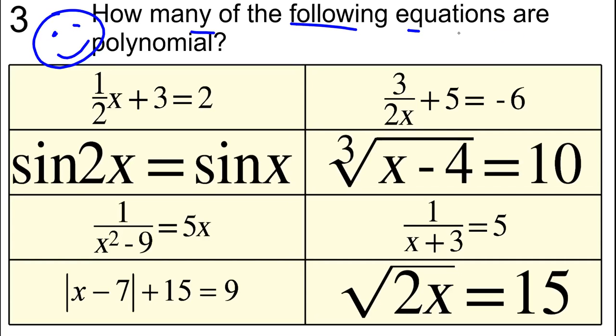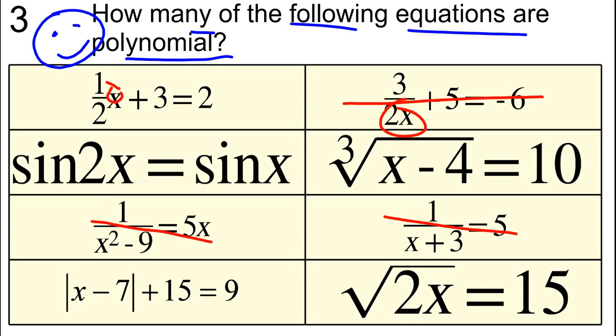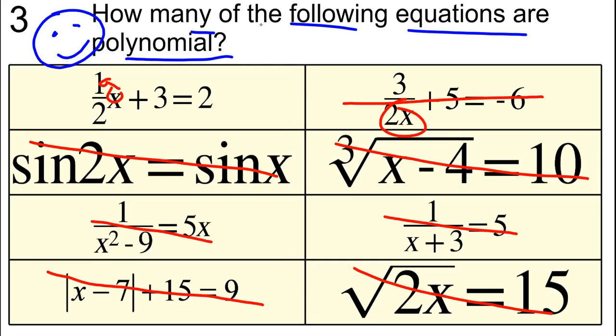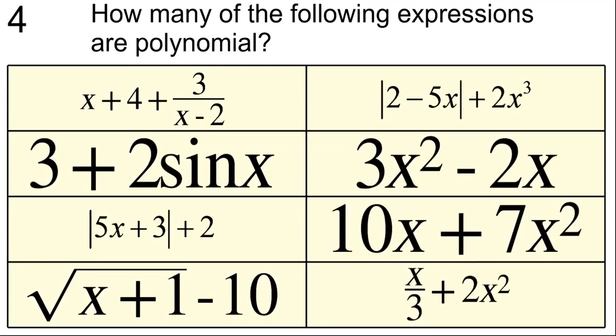Number 3 makes me smile. How many of the following equations are polynomial? We cannot have a variable on the bottom, so we would strike this one, and this one. This x is understood to be on top with the 1. Absolute value is not polynomial. Square roots and cube roots are not polynomial. Sine, cosine, and tangent isn't polynomial. This equation is the only one that is polynomial. The answer to number 3 is 1. Number 3 was so much fun.